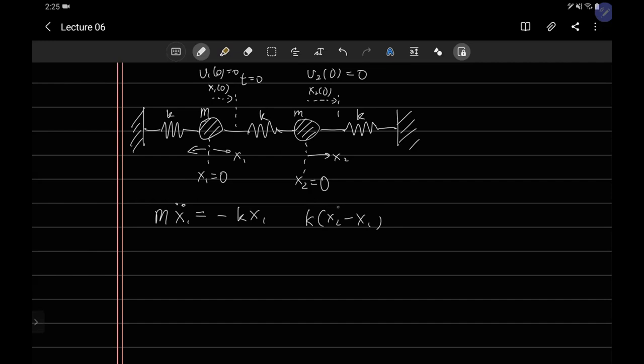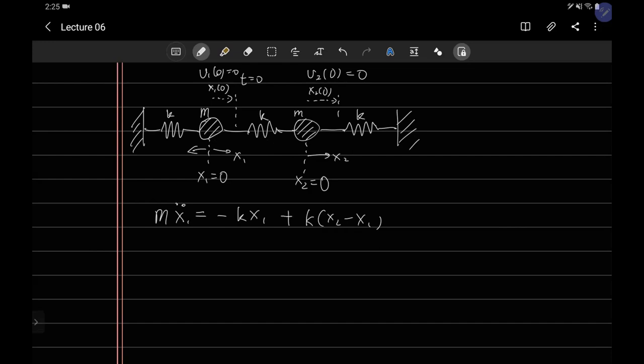And what about the direction? If we extend it, so if this value is larger than zero, which means that the spring is longer than the equilibrium size, then it will try to pull this mass towards the right-hand side, and also this one will pull this mass to the left direction. So from the perspective of the first mass, it will be a plus sign.